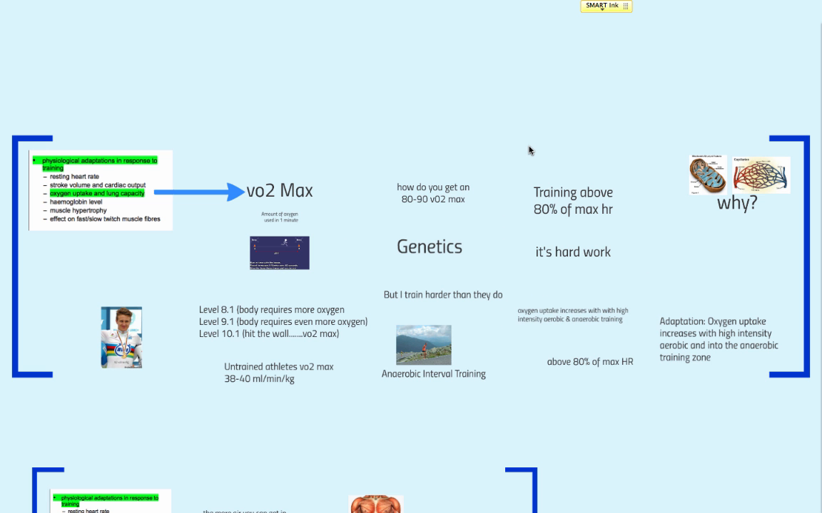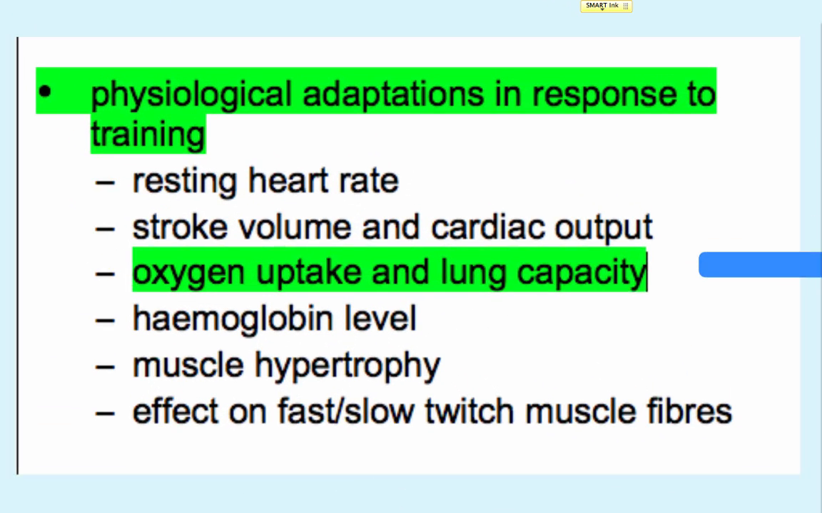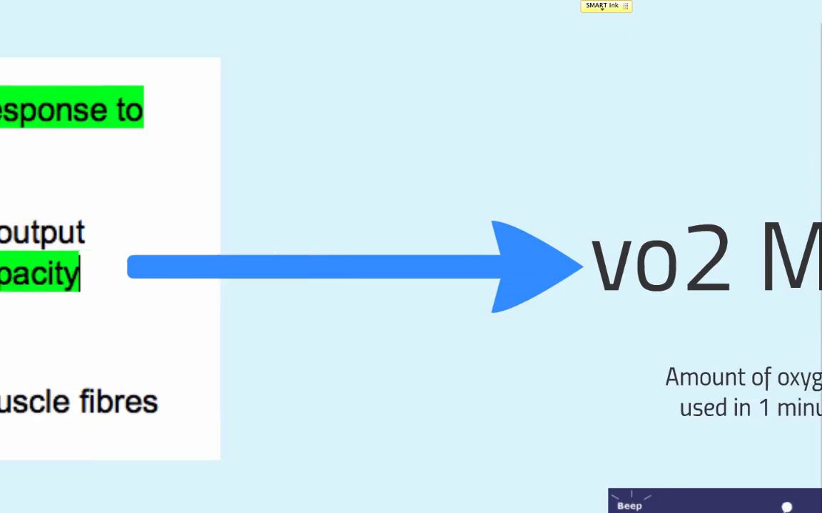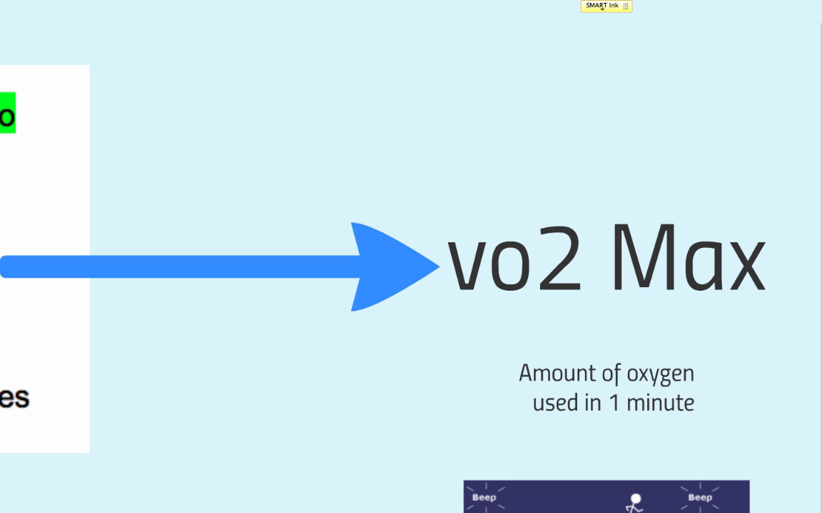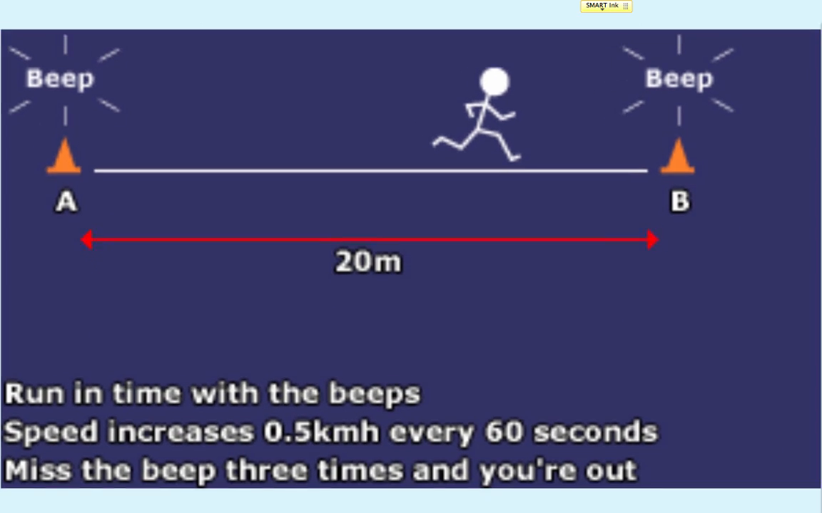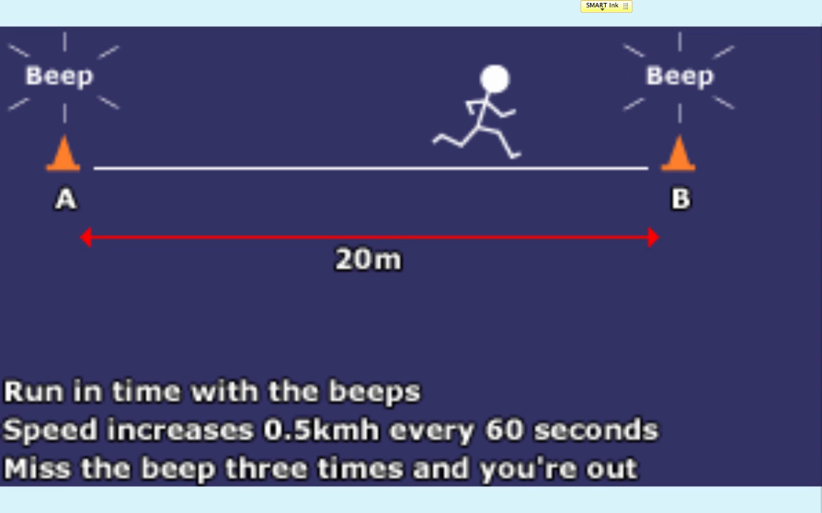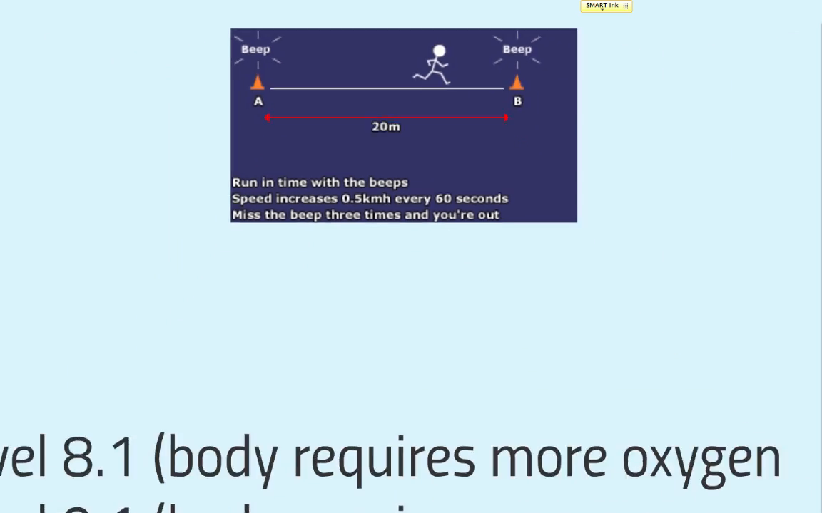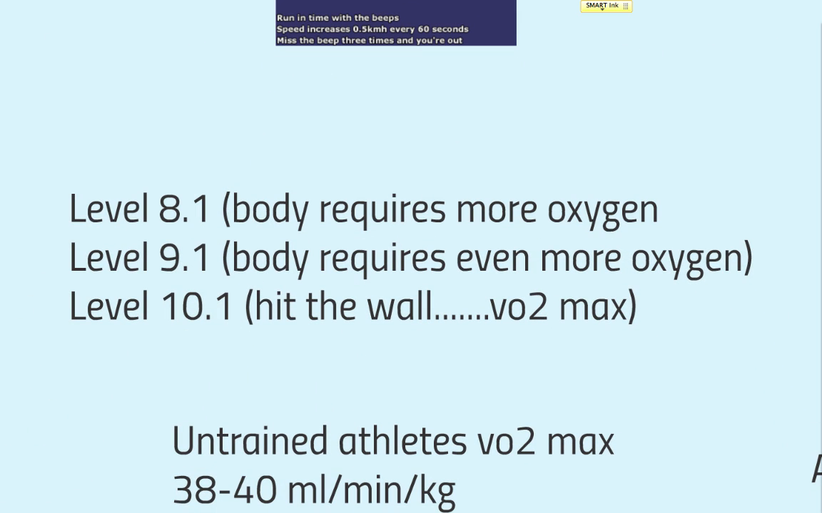The next dash point is oxygen uptake and lung capacity. Oxygen uptake is more widely known as VO2 max, and it's the amount of oxygen that the body uses in 1 minute. This can be best understood when you think about the dreaded beep test or yo-yo test. As you progress through the levels of the beep test, the amount of oxygen that you require increases. However, there becomes a point or your finishing level on the beep test where the individual meets maximum oxygen consumption. At this point, the individual has reached their VO2 max.